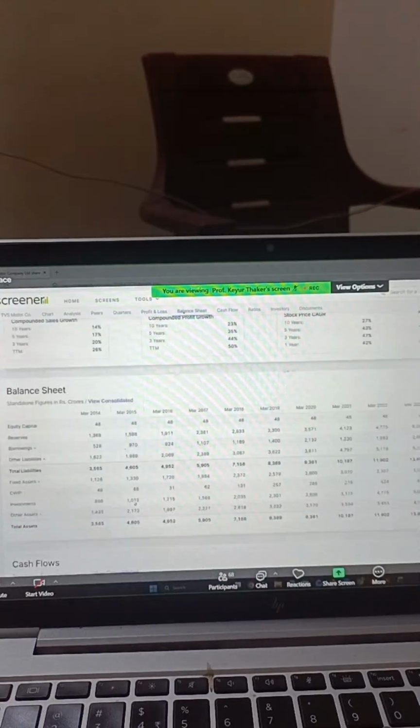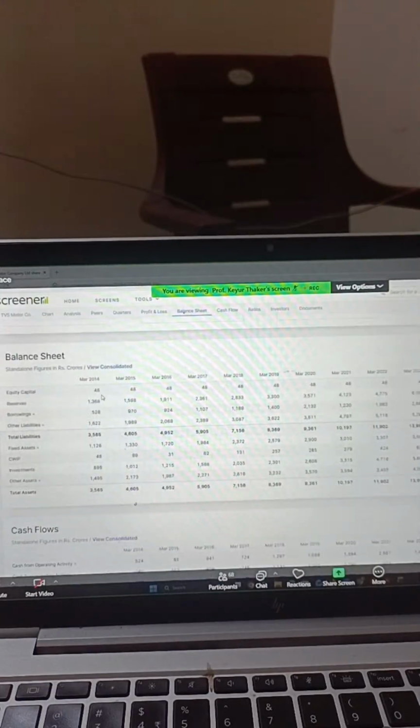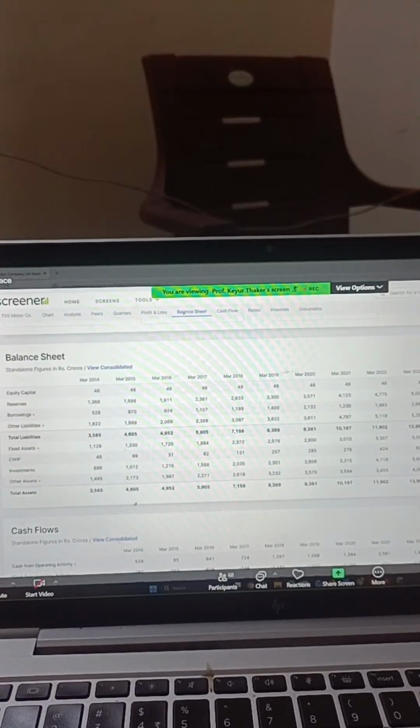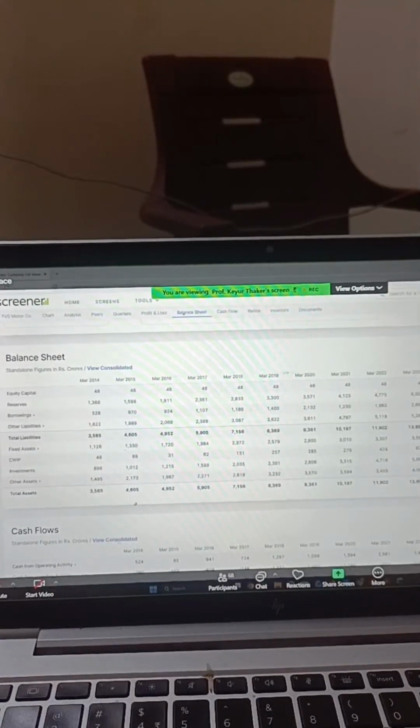Now let us look at the balance sheet. The company has a share capital of 48 crore, and the reserves has gone up every year. And you can see the reserves that we studied was 7,684 crore. In March 2025, it is almost 10,000 crore. And there is a reduction in the reserve here. Why there is a reduction in reserve here? Any clue?